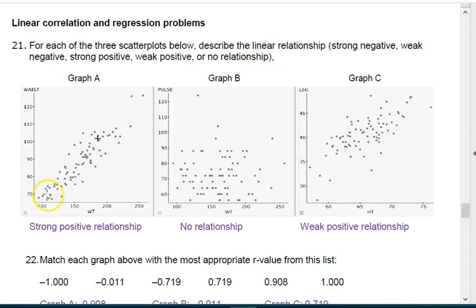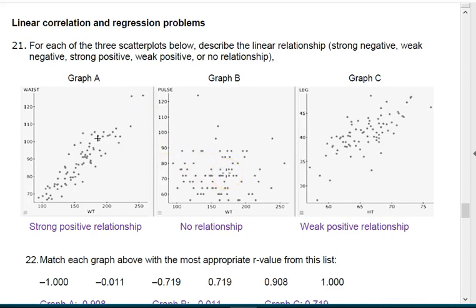If we look at graph A, notice that in general this is going up as it goes from left to right. The points are fairly close together in a pretty good straight line pattern. So this one we could say has a strong positive relationship. It's positive because in general it's going up as it goes from left to right.